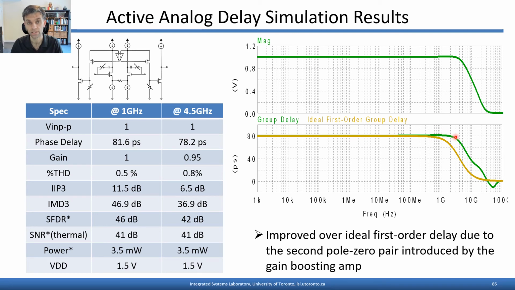to 3 gigahertz. And just for comparison, we show here the group delay that we would expect from an ideal first order all-pass response. And so this is just to illustrate that the circuit is achieving a wider bandwidth than what would be achievable with a first order all-pass response. So that indicates that this gain boosting amplifier is actually extending the bandwidth of the circuit with the additional pole zero pair it's introducing.